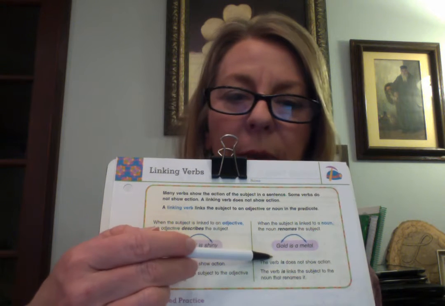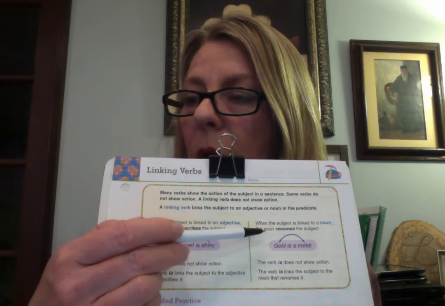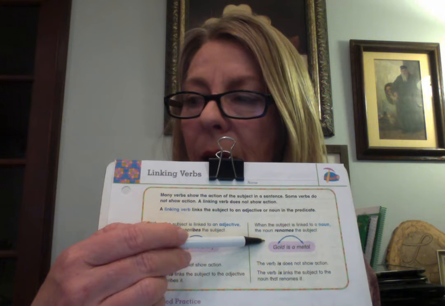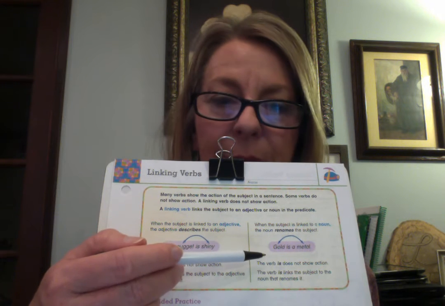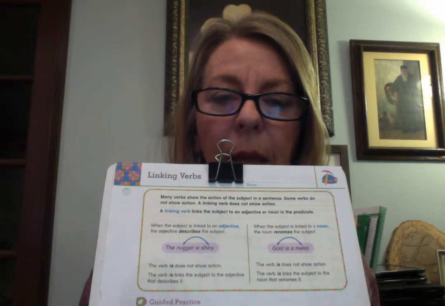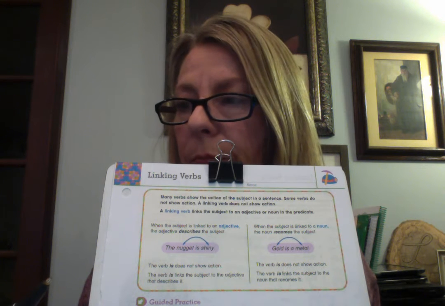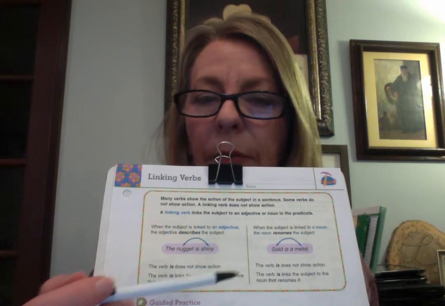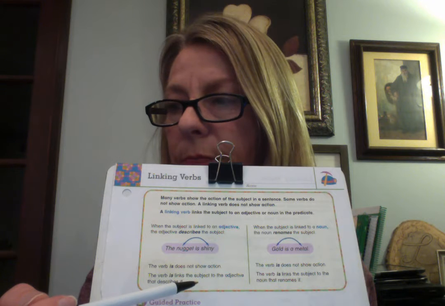Okay, another way we can use linking verbs, so when the subject is linked to a noun, the noun renames the subject, okay? So we could say gold is a metal, okay? So is is kind of like that equal sign, gold equals metal. The is the linking verb that's connecting gold and metal. They belong together, and a linking verb links them together, okay? So you can see that the verb is does not show action.